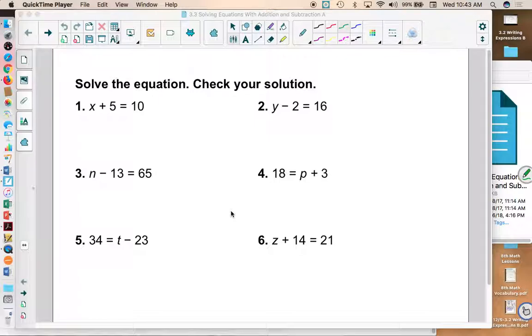So somebody tell me, x plus 5 equals 10. Give me the solution to that. Drew, x equals what? 5. You got it.